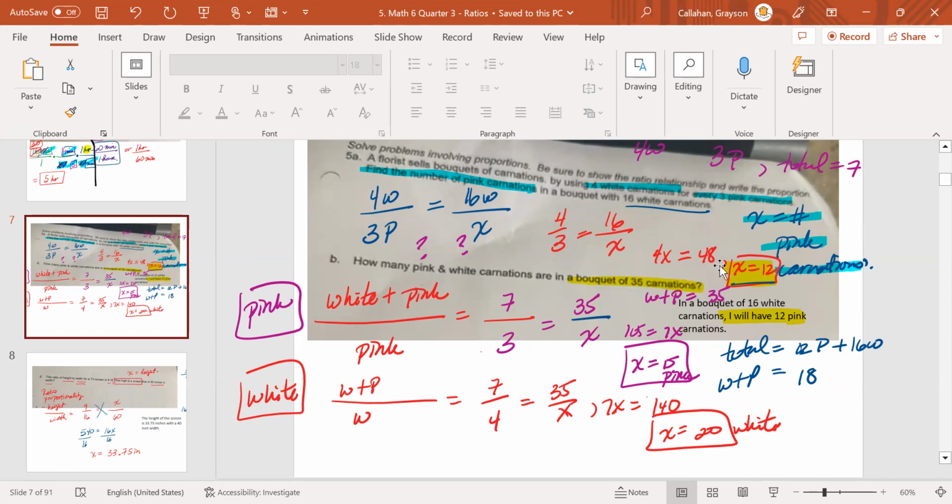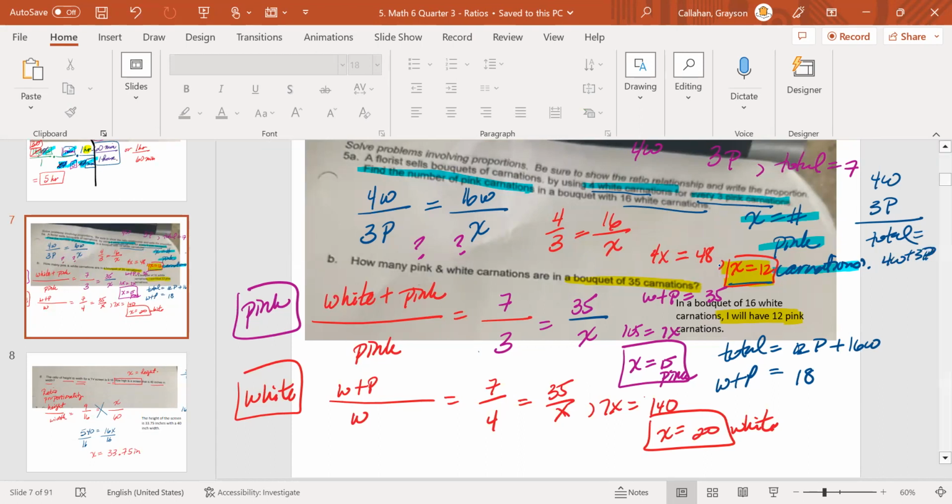It's given to you that by using 4 white carnations, you have 3 pink carnations, right? So 4 white, 3 pink. Now, if you do a total, then that means it's 4 white plus 3 pink, which is 7. Do you see that? So because this is a bouquet of 35, this is the total, okay? So you need to have a ratio to help you. Your ratio to help you answer part B is going to be the total over, the first one is going to be the pink carnation, and the second ratio is going to be the total over the white carnation, okay?